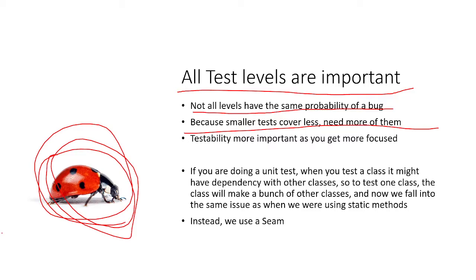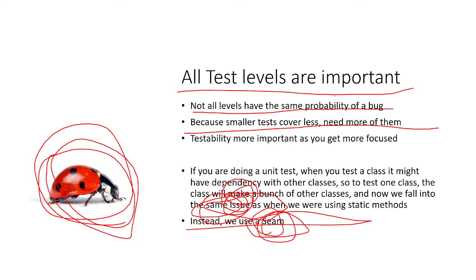If you're doing a unit test, when you test a class, it might have dependencies on other classes. So to test one class, the class will make a bunch of classes. And now we fall into that same issue as when we were using static classes. And that's not what we're aiming for, right? We're falling right into it. So instead, we use a seam. The seam is perfect. It solves our issue when it comes to that.